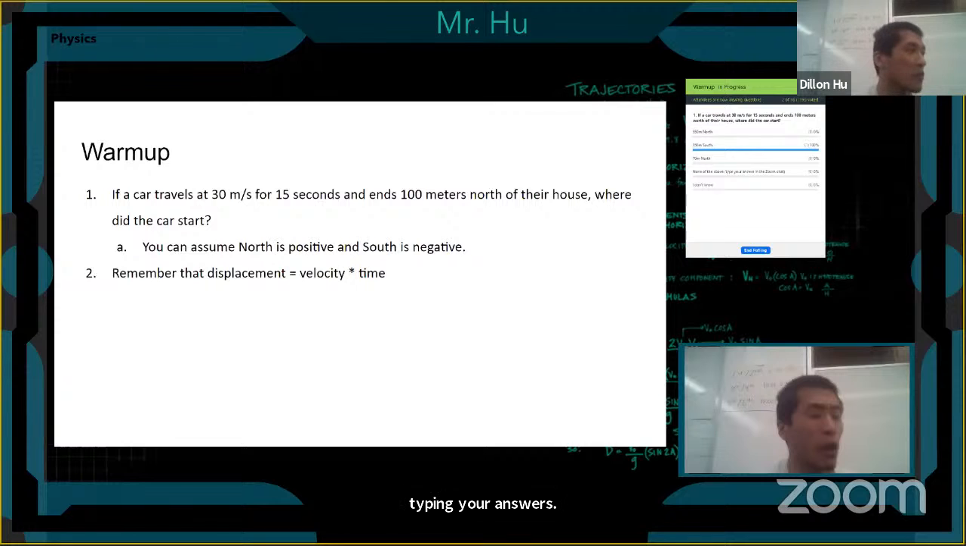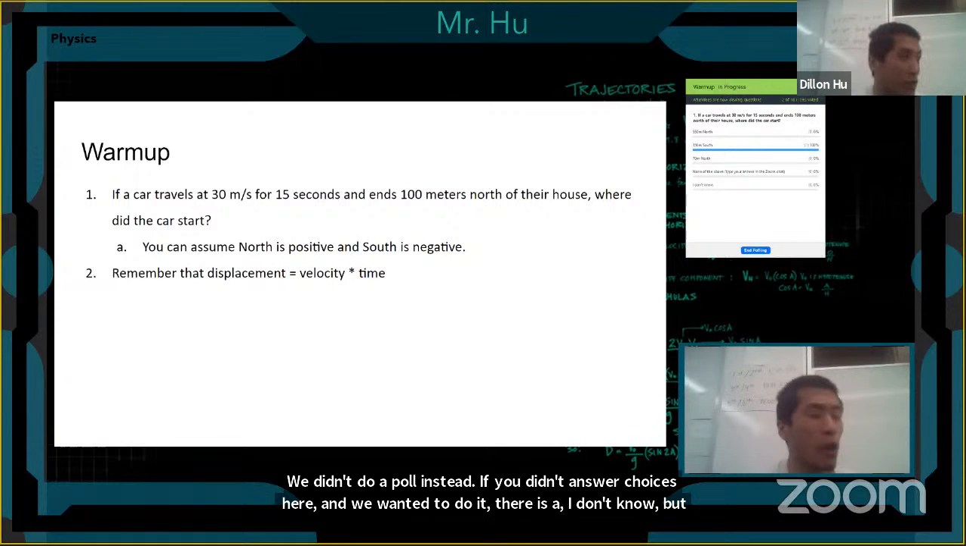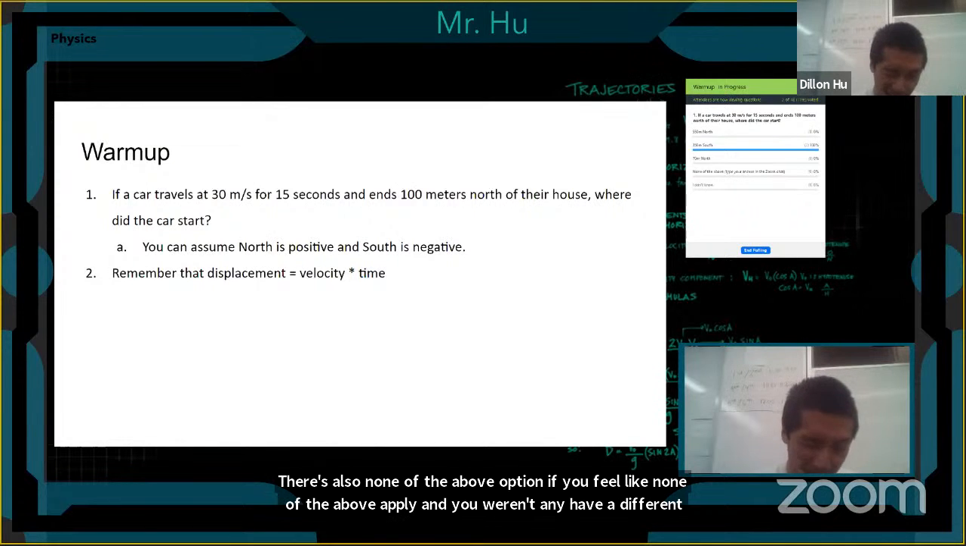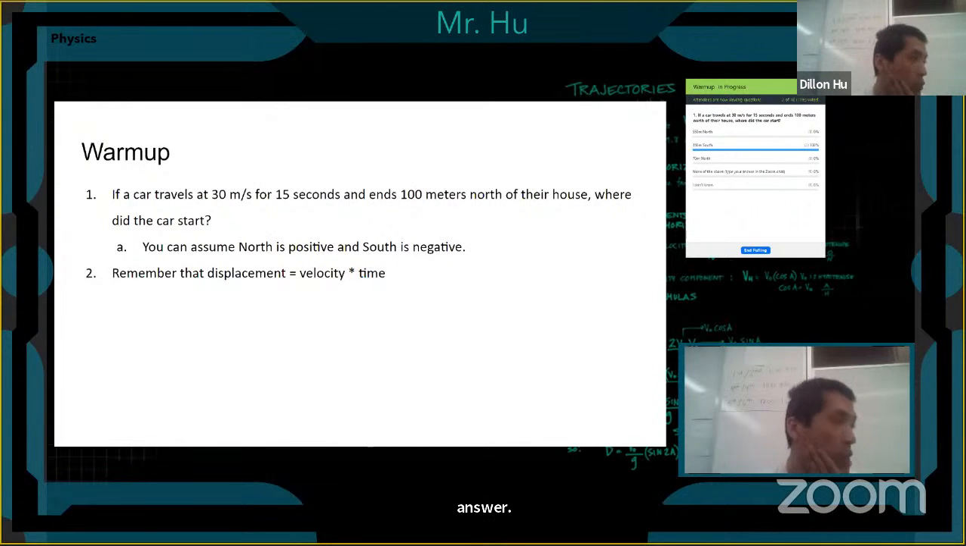Again, if a car travels at 30 meters per second for 15 seconds and it ends up 100 meters north of your home, where did the car start? You can assume north is positive and south is negative. Remember that displacement is velocity times time.